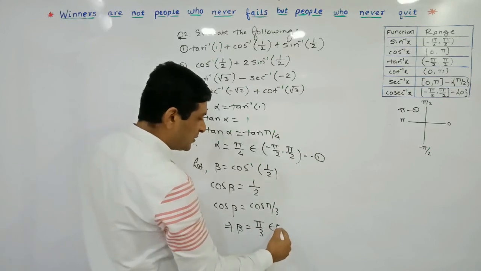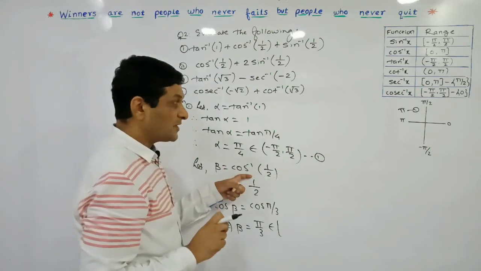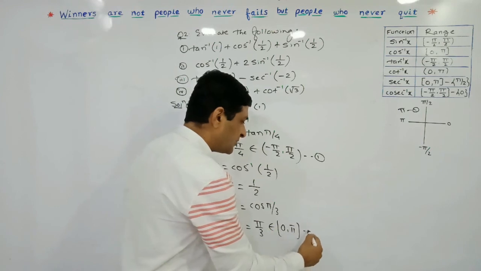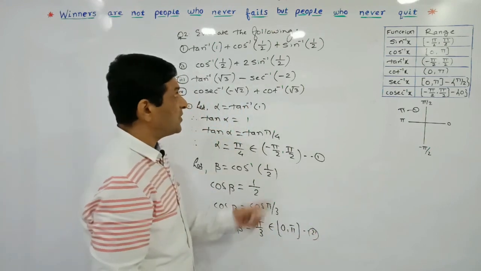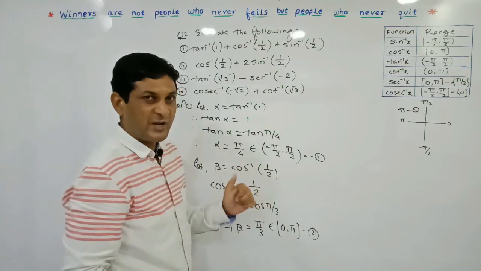and pi by 3 belongs to the range of what? Cos inverse. Its range is 0 to pi. So let us denote it by equation number 2. In this way we have got the second required value beta. Beta means what? Cos inverse of 1 by 2.